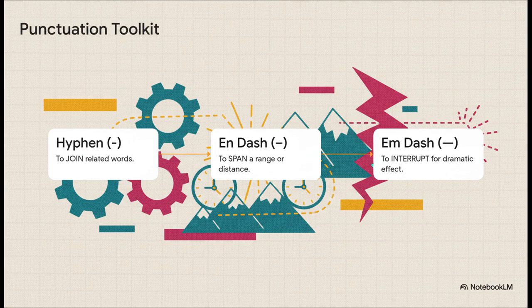You've got the short hyphen to join words together. You've got the medium en dash to span a range or a distance. And you've got the long em dash to interrupt a sentence for dramatic effect. Join, span, interrupt. If you remember those three actions, you've mastered the dash family.